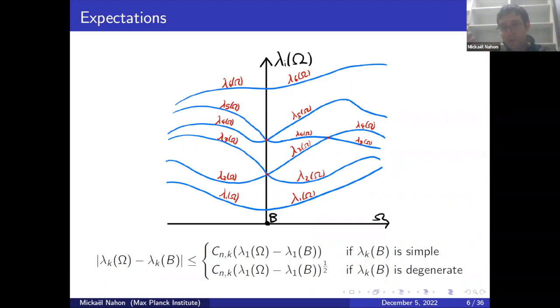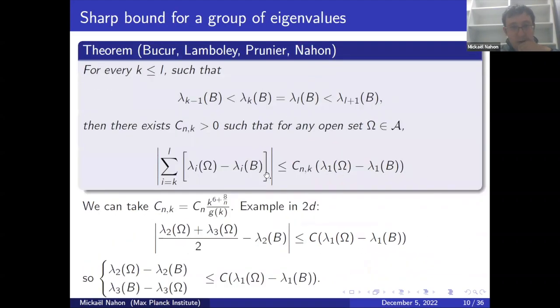And the sum of the two eigenvalues, or the product, still has a critical point at the ball, because the derivative on both sides cancel each other. And so even if individually you don't have a linear estimate, you get a sharp band for a group or a cluster of eigenvalues. So the form that it takes is that you take K and L such that you have a whole group of eigenvalues of the ball, lambda K to lambda L.